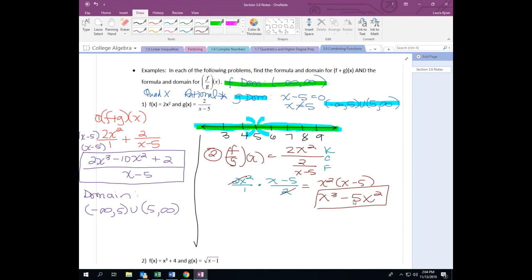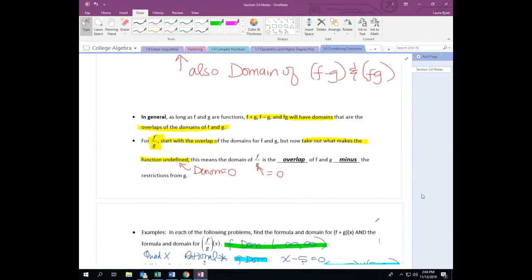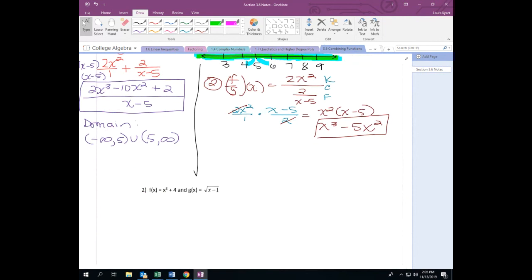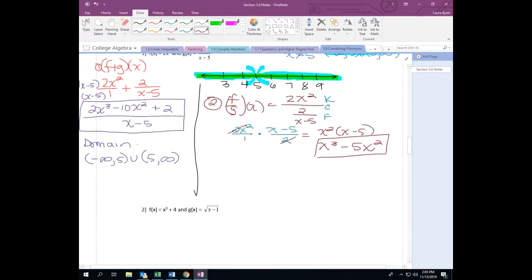And now the domain. Now the domain of these two functions, if we're going based on what these rules said up here, we start with the overlap from the original, and then we're going to take out what makes this function undefined. In this scenario, the denominator of the original function here, g, we would have to see where this function would equal 0.